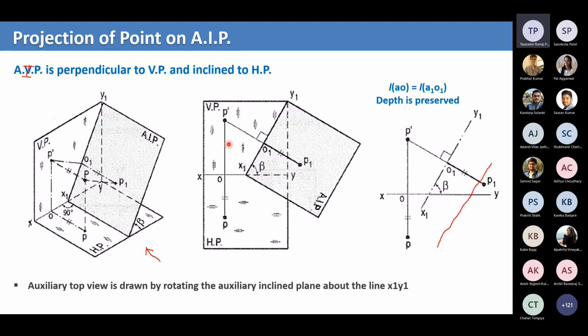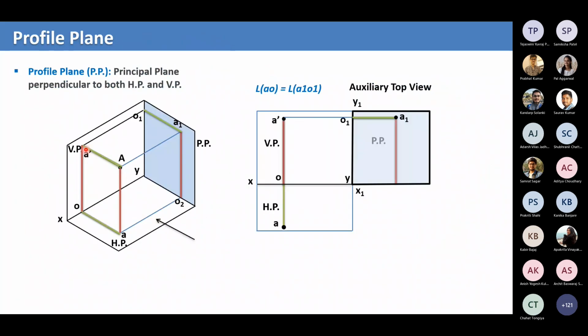Yeah, go ahead, you're asking something. Also the x1 y1 plane should be perpendicular to the vertical plane, so that we are maintaining 90 degrees. Yes, that's because this is an auxiliary inclined plane. Auxiliary inclined plane means it is inclined with the horizontal plane, so it should be perpendicular to the vertical plane. Got it. Any more doubts? So I guess everyone understood this diagram.